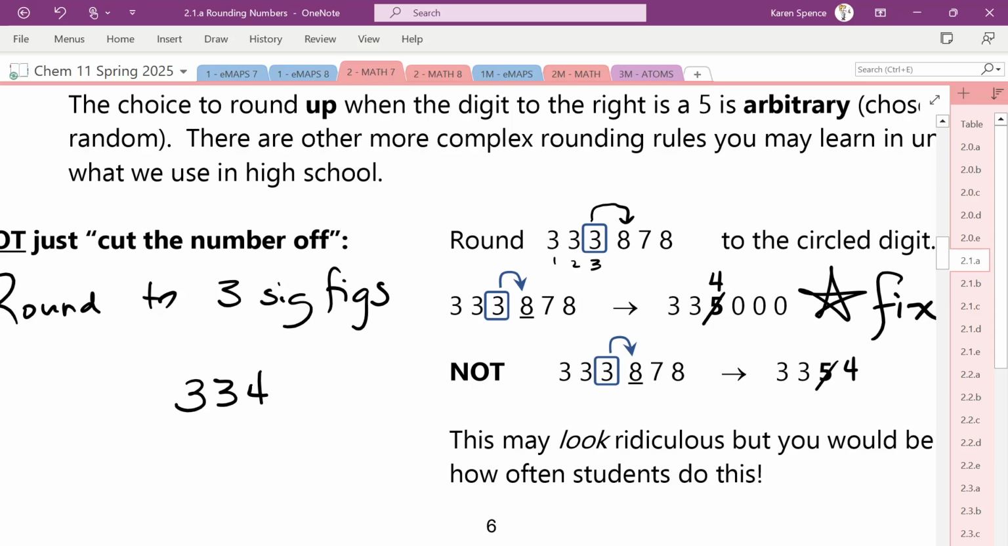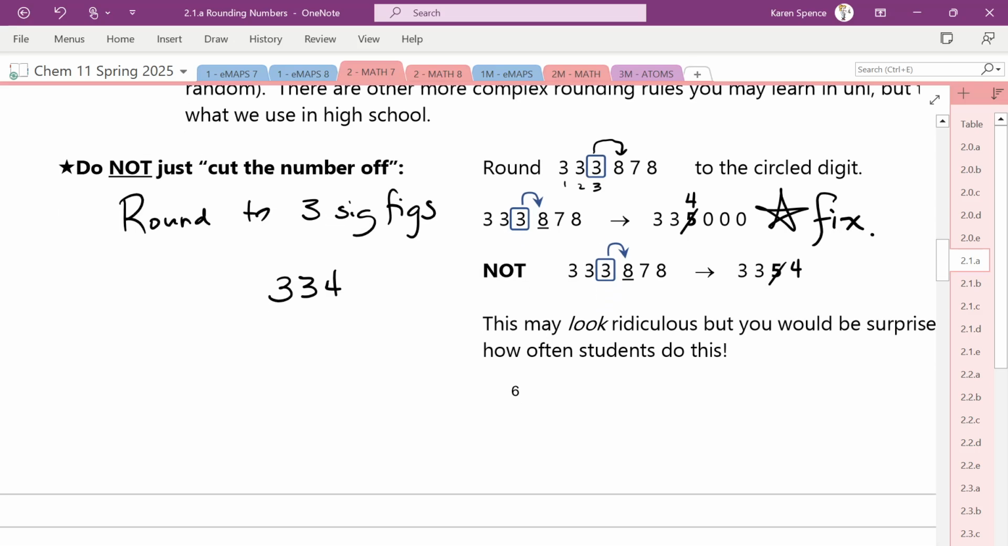And again, I don't know why, right? You cannot take 333,000 and round it to 334. It doesn't work. It's not the same number at all, not even close. But it happens all the time.